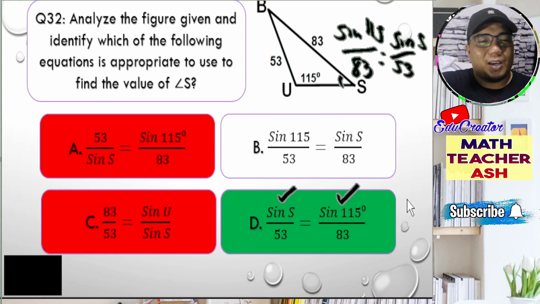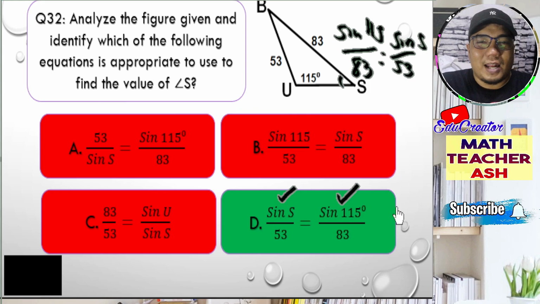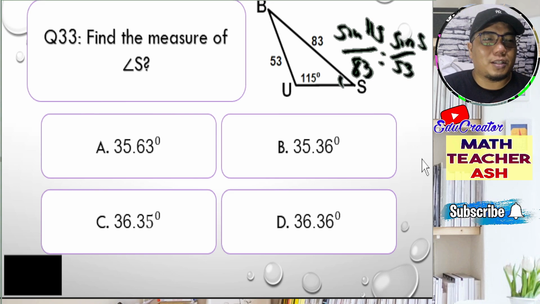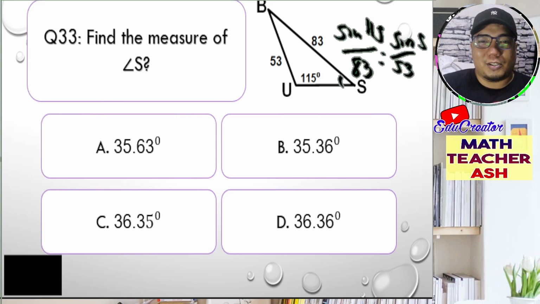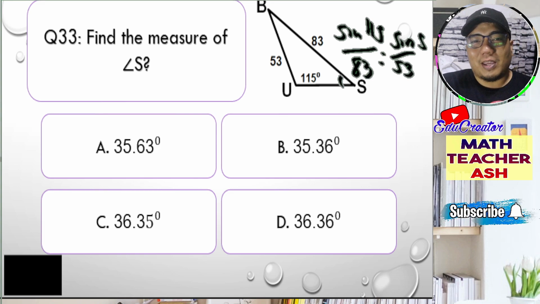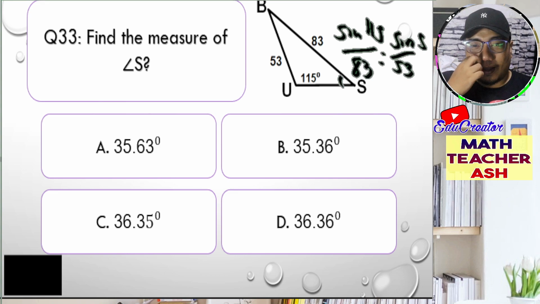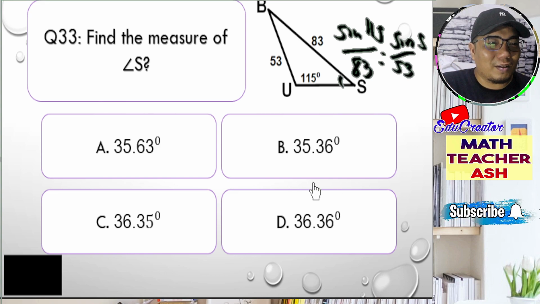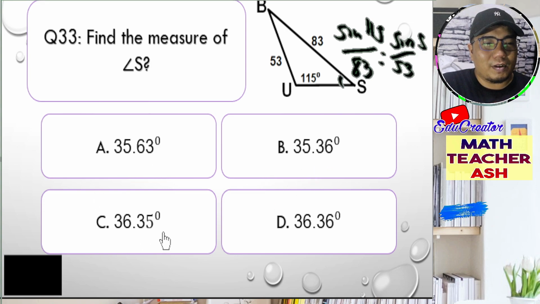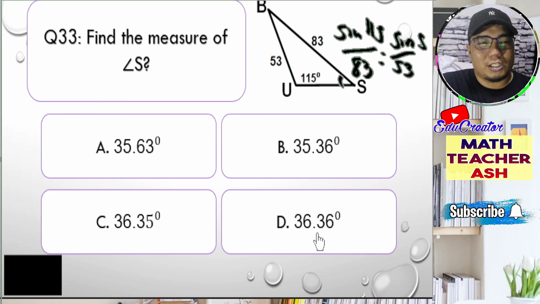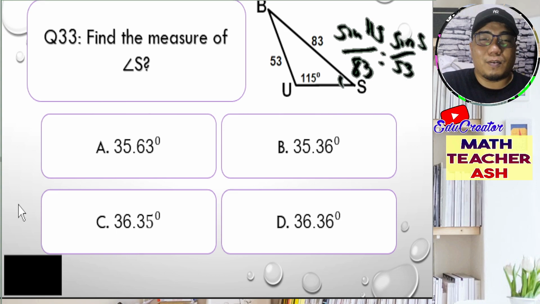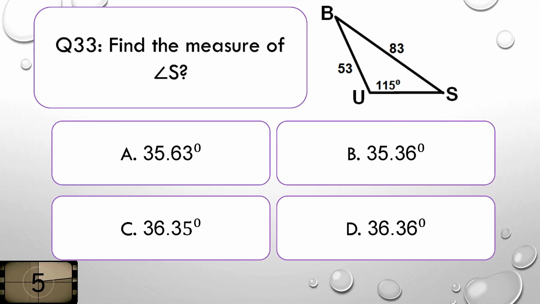Alright, I hope you got that one, my dear math learners. Now let us go to question number 33. Find the measurement of, so let's just leave this pairing here so that you can have an easier way to solve this one. So finding the value of angle S. Is it A, 35.63 degrees, B, 35.36 degrees, C, 36.35 degrees, or letter D, 36.36 degrees? I'll give you 5 seconds to think about your answer.